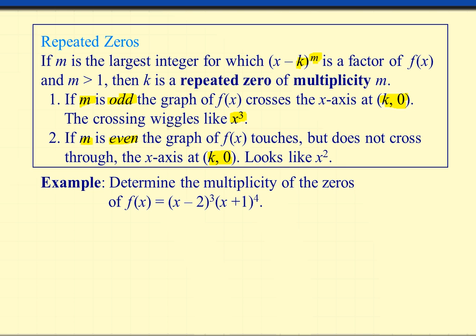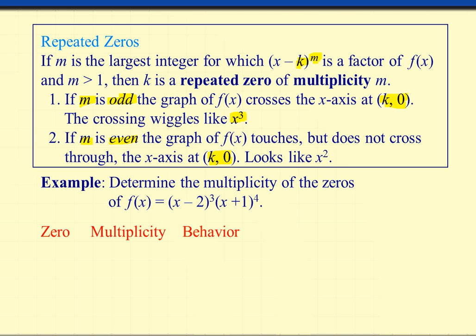So for instance, well, here's what it's asking us to do. Determine the multiplicity of the zeros. And so we've got a function f of x equal x minus 2 cubed times x plus 1 to the 4th power. It's already in factored form.